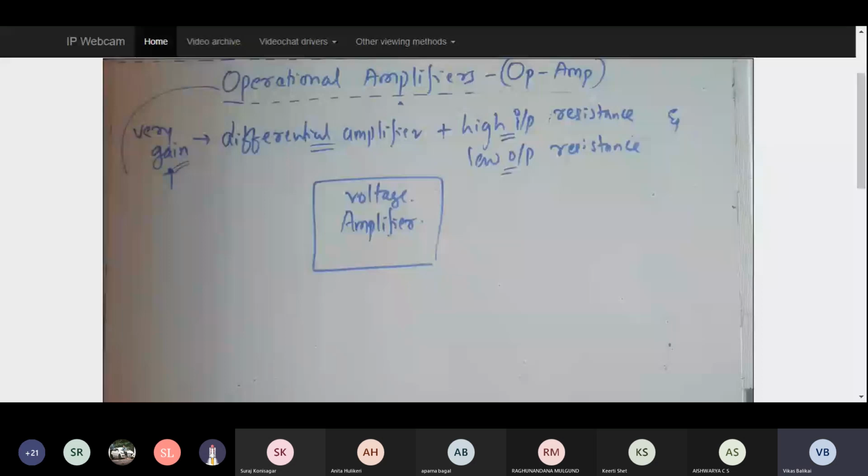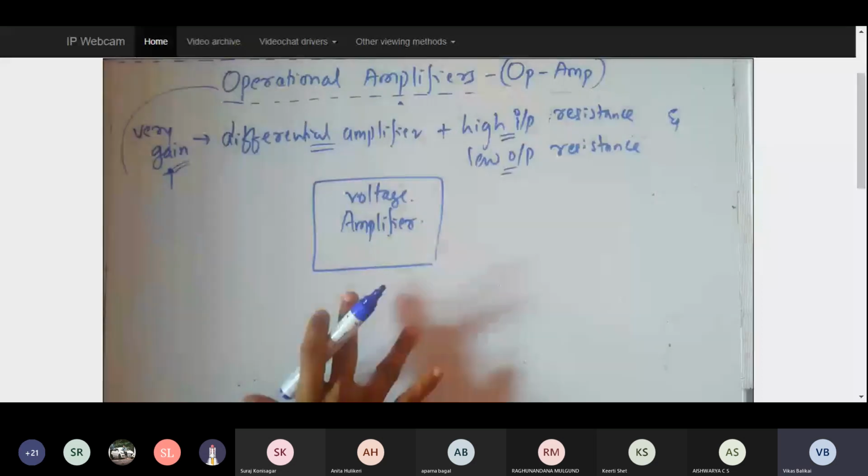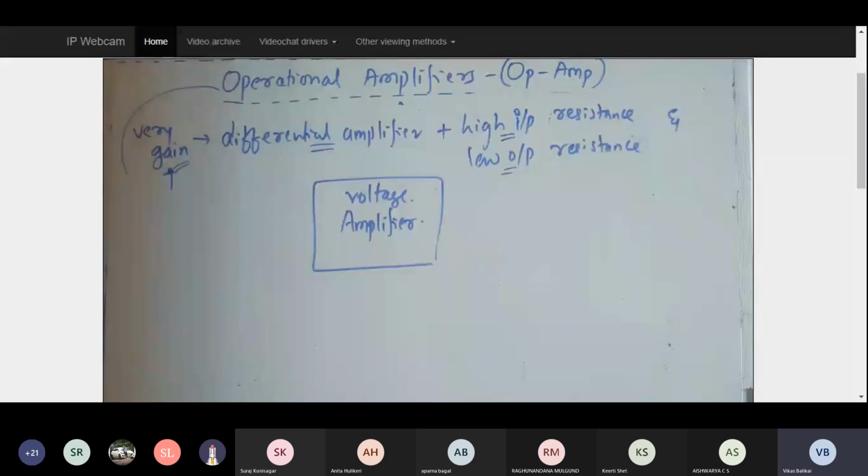So let us consider a scenario. Try to understand why I made this statement, high input resistance and low output resistance. Why should it be like this, and if it is not like this, what happens? Let us try to understand.